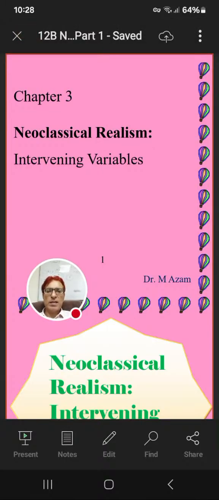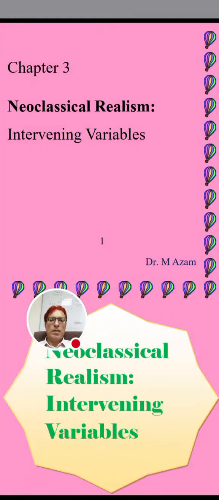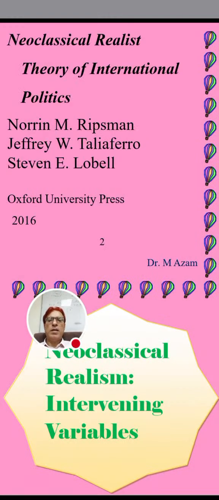Today we will discuss New Classical Realism, its intervening variables. It is chapter 3, and its book is written by three scholars. The title of the book is New Classical Realist Theory of International Politics.